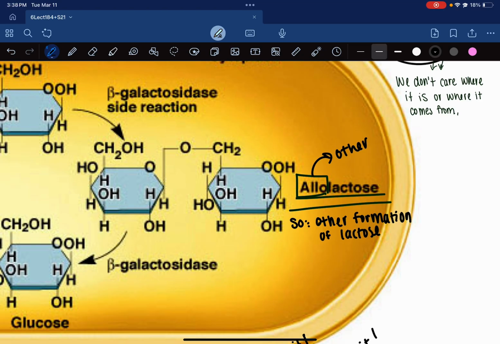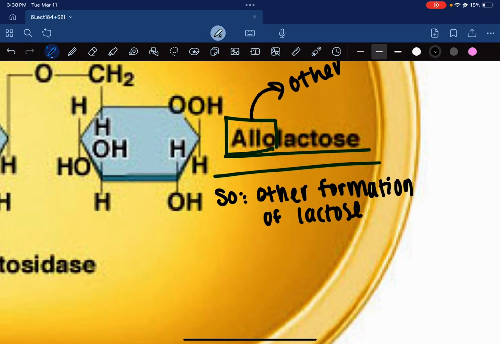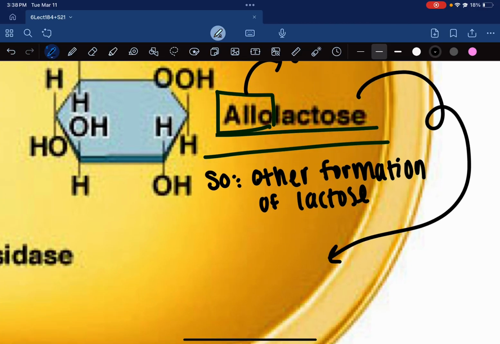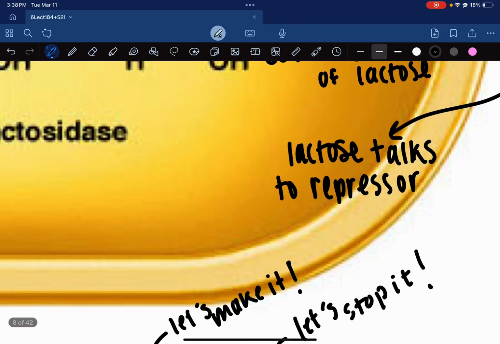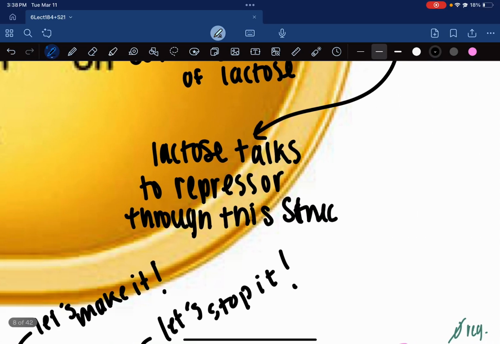Now, allolactose is the effector. It is the effector. So when allolactose is present, it will bind to the repressor itself and help pull it off. That'll be your first important message. Lactose talks to the repressor. How does it talk to the repressor? Through this structure right here. So the repressor can't bind to lactose, it doesn't bind to any of this. It only has a little binding site, that effector site, that little dip, for this molecule. And if it's present, the repressor will release from the binding site of the operator.